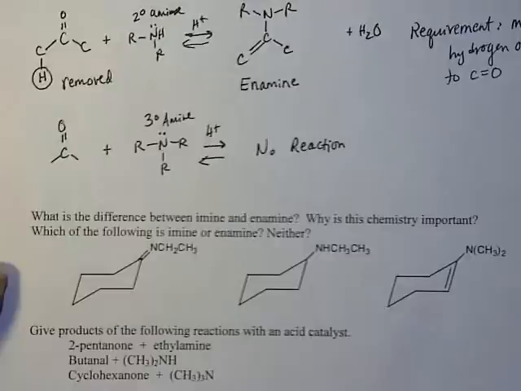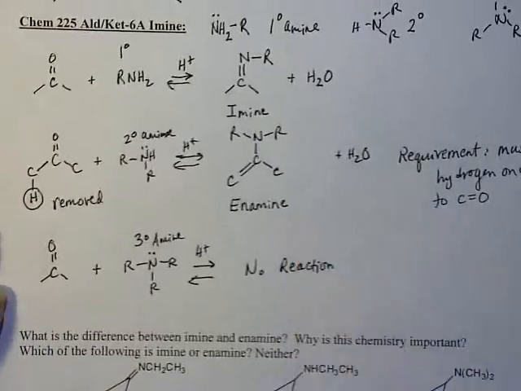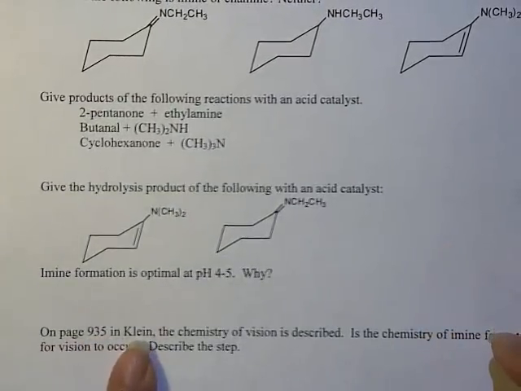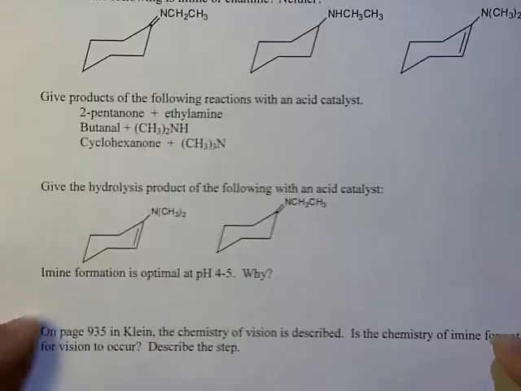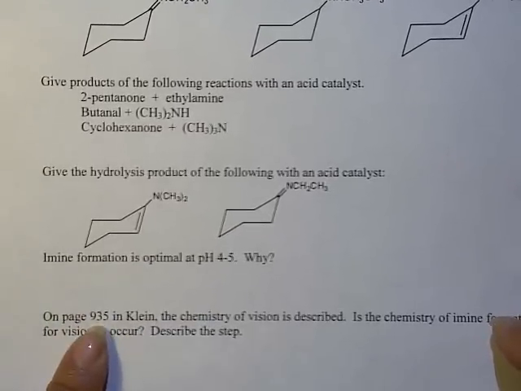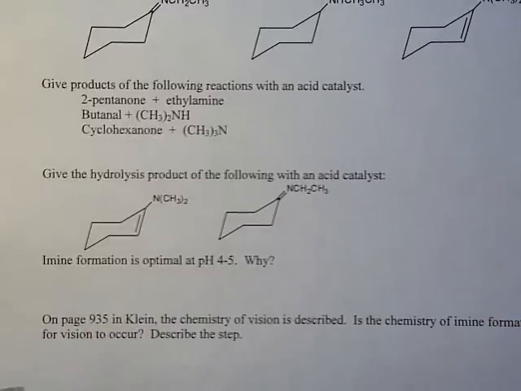All right. Now, why is this chemistry important? Why are we studying imines and enamines? Well, one reason is that a lot of the chemistry that happens in our body occurs via imine chemistry. In your book, there is the chemistry of vision on page 935. I didn't copy and paste it in here because the structures are huge, and you could take a look at it yourself in your textbook, page 935. So I'm going to briefly go over the chemistry of vision.